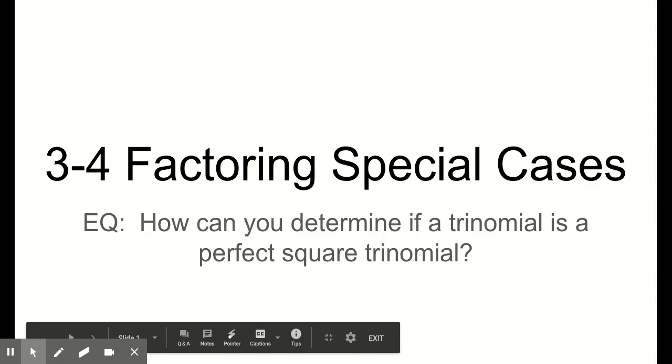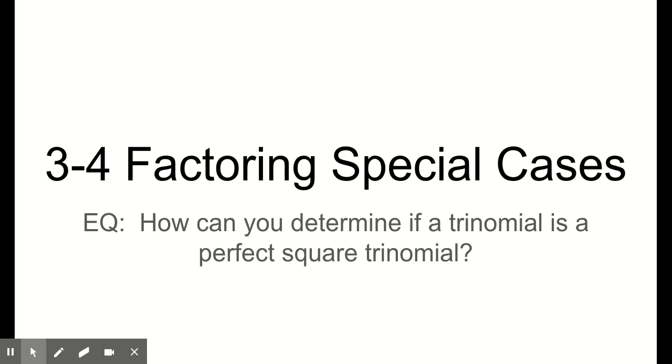All right, so today we are looking at factoring special cases. You might recall from Unit 1 where we did some multiplying of special cases. And remember that factoring is the inverse, or the opposite, of multiplying or distribution. Today we're going to look at the same special cases we saw in Unit 1, but this time we're going to be looking at them in reverse, and we're going to be factoring them back to their factored form. So for today, your essential question is, how can you determine if a trinomial is a perfect square trinomial?